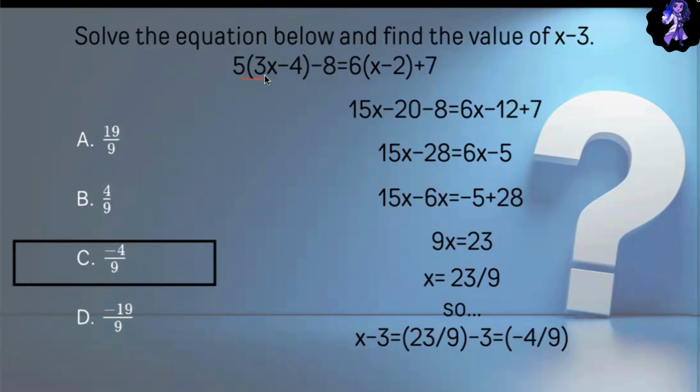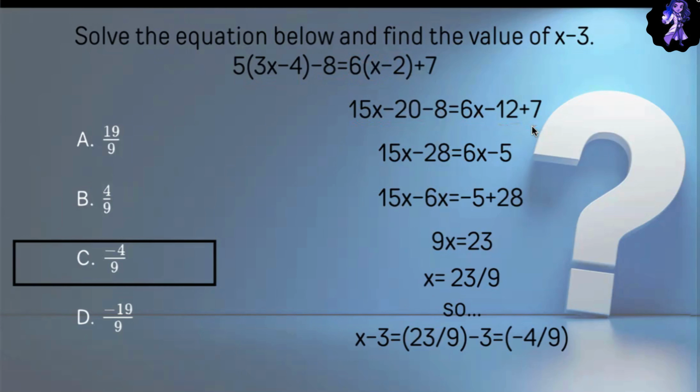So we have 5 times 3x, so you're going to get 15x. Distribute that 5 again to the 4, so that's going to be 5 times negative 4, which is negative 20. Bring over the negative 8. Bring over the equal sign. Then we're going to distribute the 6 on this side. So we have 6 times x, which is 6x, 6 times negative 2, which is negative 12, plus 7.